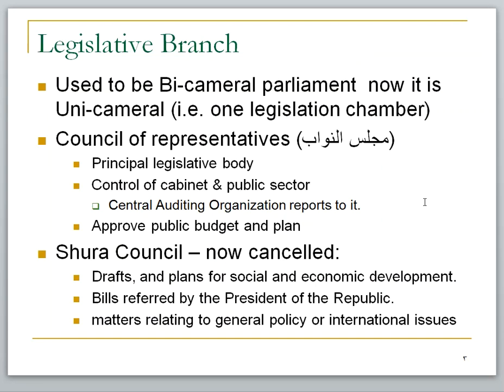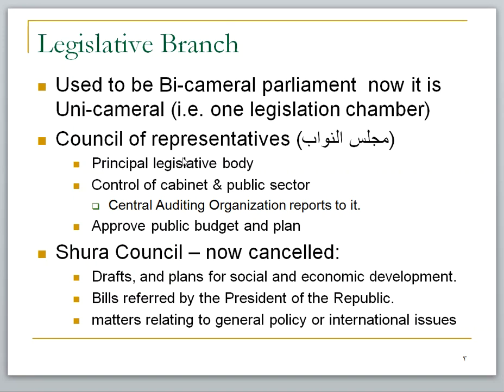يعني احنا we used to have a bicameral parliament, which means غرفتين يعني للتشريع. Now we have only one, which is called unicameral. In English it's one legislation chamber here. It means that احنا عندنا غرفة واحدة فقط للتشريع, which is the Council of Representatives. Before that we had 2 chambers, and the Shura Council now has been cancelled, though the Shura Council hadn't had any legislative authorities actually.